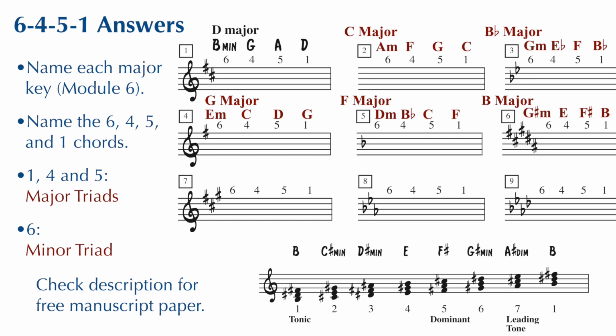E major is our 4 chord. Our dominant, or 5 chord, is F sharp major. And our 1 chord, of course, is B major.